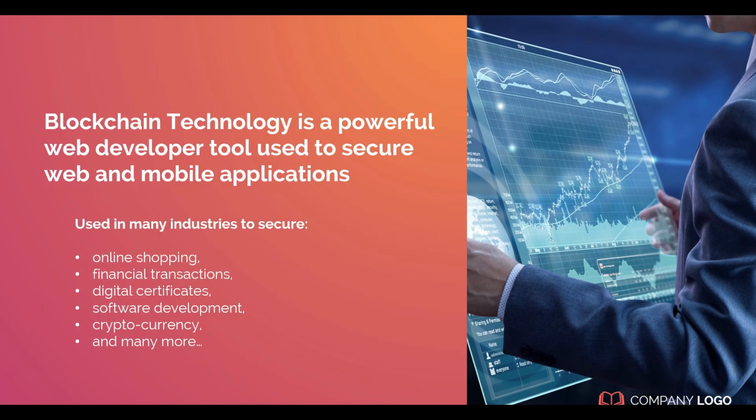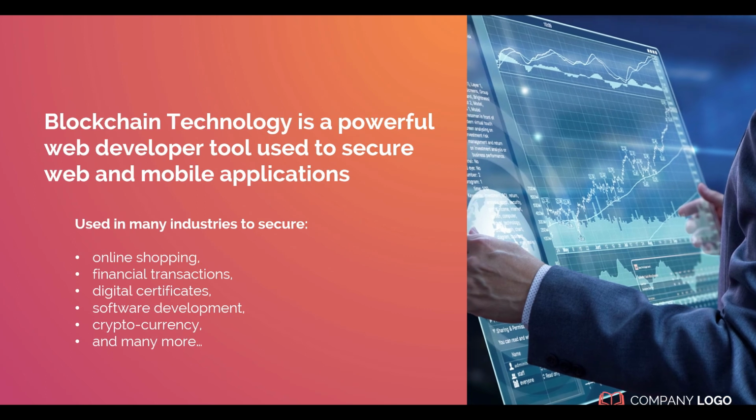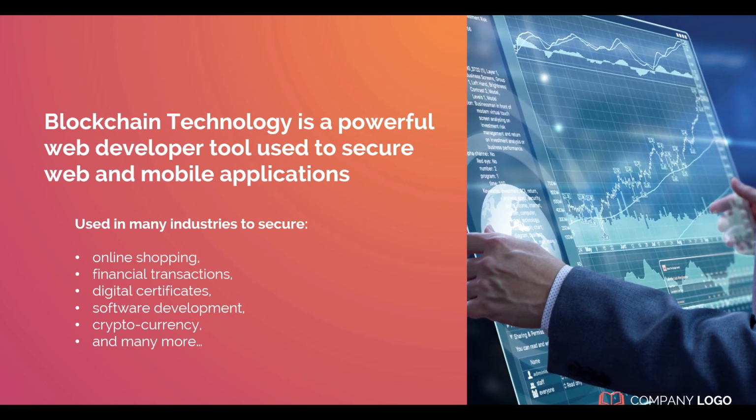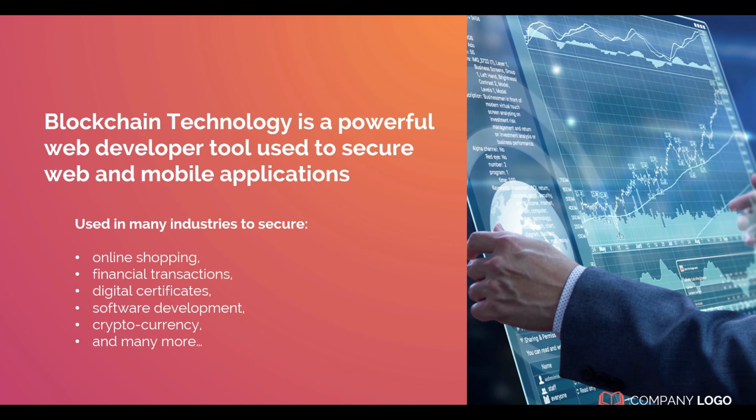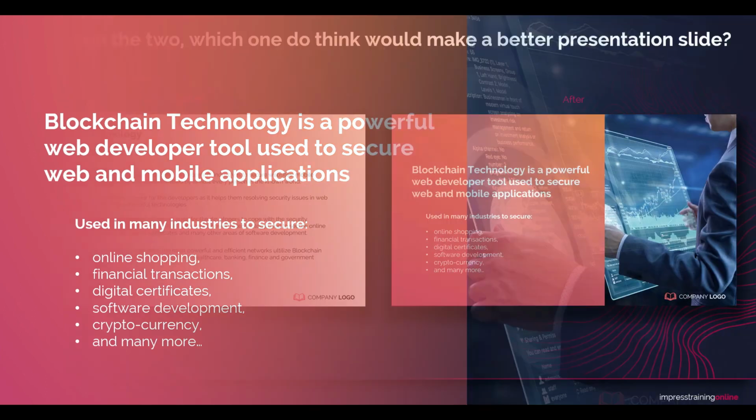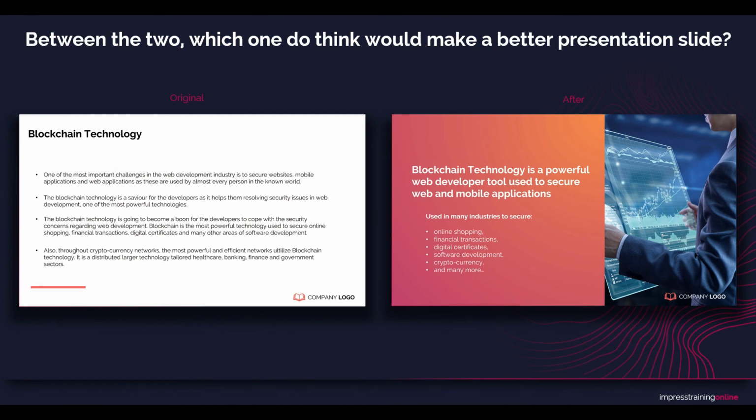So here we've used a little bit more of their brand guidelines and their brand design style. We have a picture on the right hand side and the message on the left with a few of those industries listed. Bullet points are still okay. Bullet points, like anything else, are just a tool, and it's about using the right tool for the right job. Sometimes it's bullet points, sometimes it's charts, sometimes it's tables and videos and images and so on. So here we have a nice, clean, very simple slide. Audiences can read it quite quickly and turn their attention back to the presenter. So once again, between the two, which do you think would make a better presentation slide?